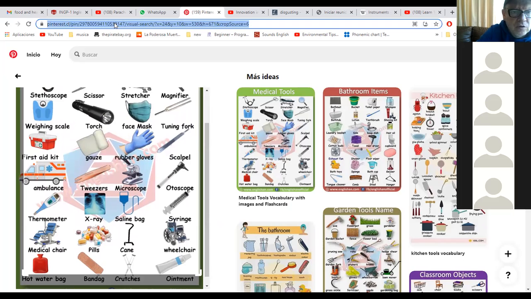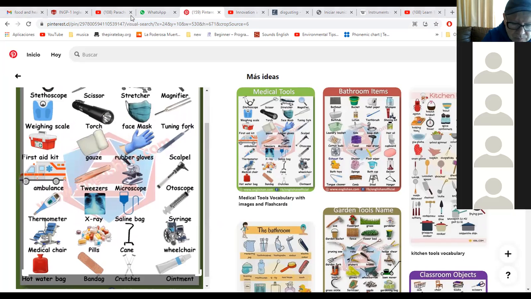Les voy a compartir esto en el chat porque vamos a hacer un ejercicio. Voy a dividirlo en grupitos. What you're going to do is to use this image and these medical tools to practice, okay? And we're going to practice in this way.